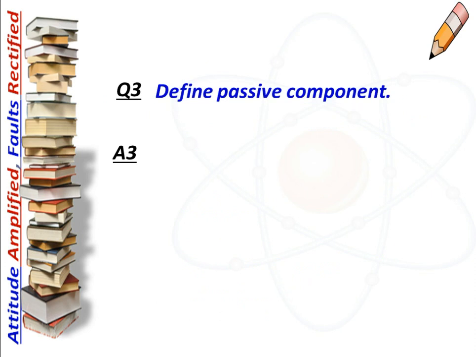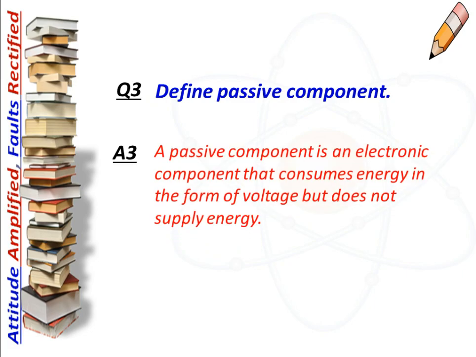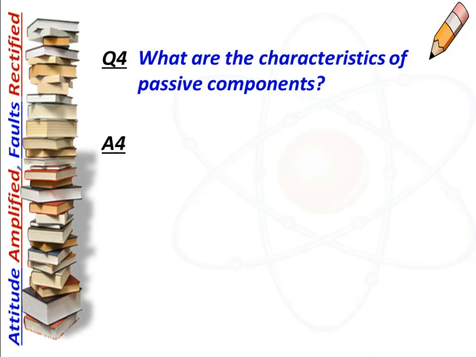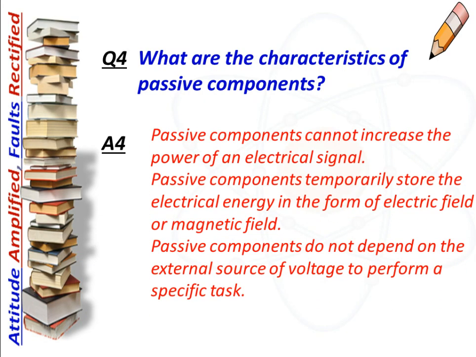Define passive components. Answer: a passive component is an electronic component that consumes energy in the form of voltage but does not supply energy. The next question is, what are the characteristics of passive components? The answer is, passive components cannot increase the power of an electrical signal. Passive components temporarily store the electrical energy in the form of electric field or magnetic field. Passive components do not depend on the external source of voltage to perform a specific task.